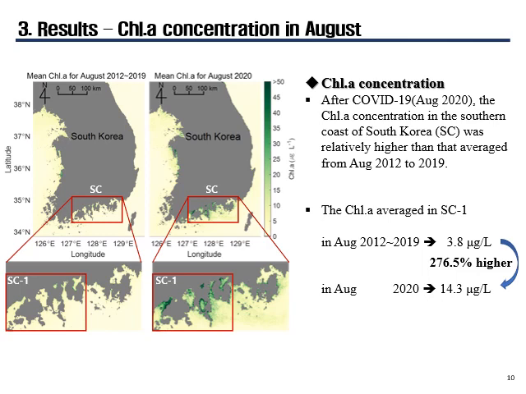And next is chlorophyll concentration in August. After COVID-19, the chlorophyll concentration in the southern coast of South Korea was relatively higher than that averaged from August 2012 to 2019. And the chlorophyll concentration averaged in SC1 in August 2012 was 14.3 microgram per liter, and it was 276.5% higher than that averaged in August 2012 to 2019.